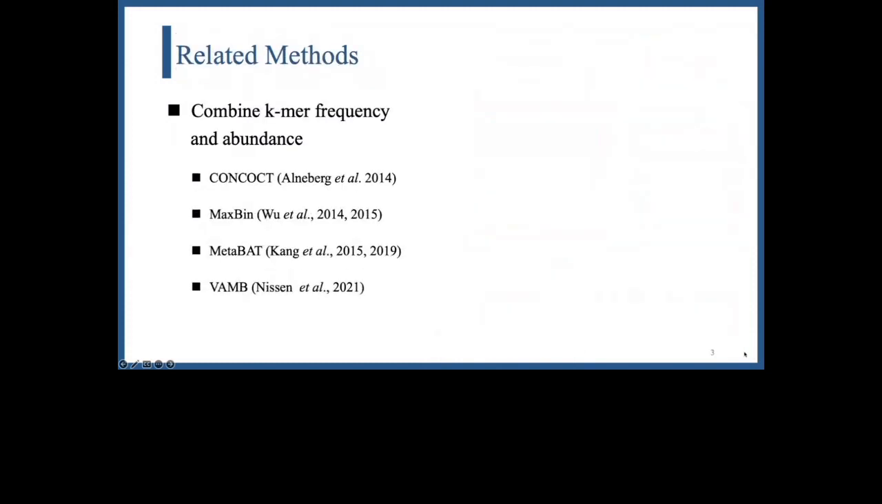The commonly used binning methods combine tetramer frequency and abundance information, often performing better than those that use only one kind of information. The most representative individual binning methods are CONCOCT, MaxBin, MetaBAT, and the newly developed VAMB. These methods take two kinds of information as input, obtain two kinds of distances or similarities through statistical models, and perform clustering to get binning results, or concatenate two features for clustering. However, it is difficult for an individual binning tool to achieve ideal performance on different types of datasets. Therefore, we need to develop an ensemble binning method.